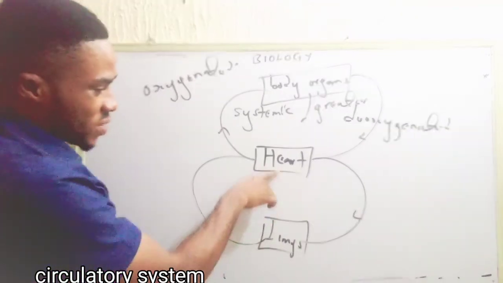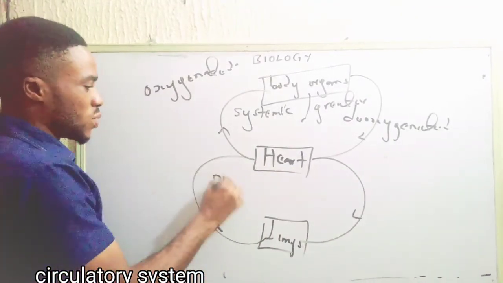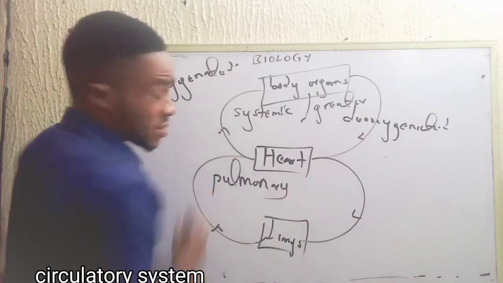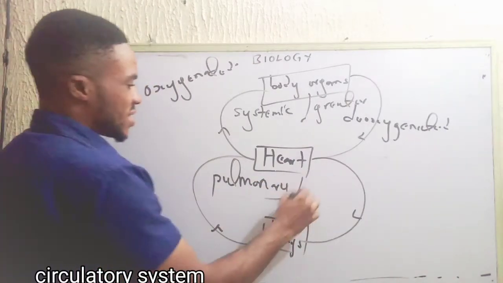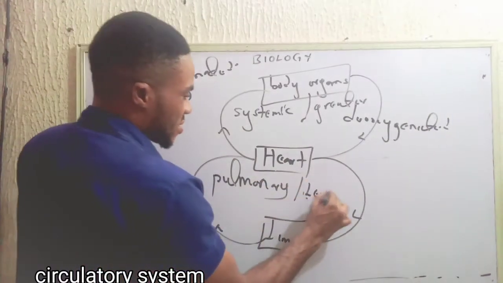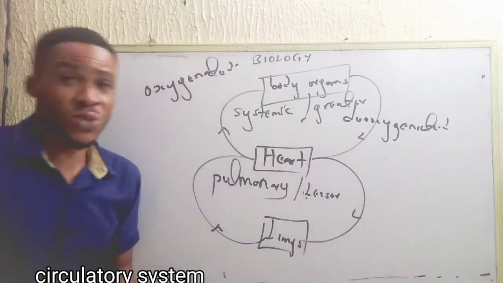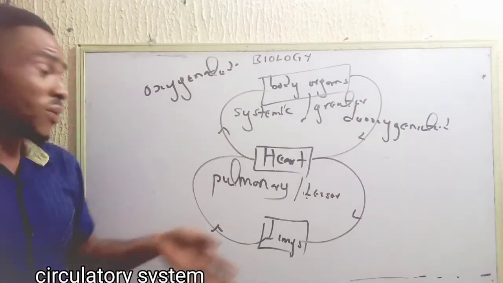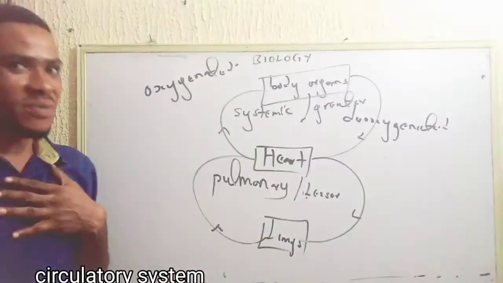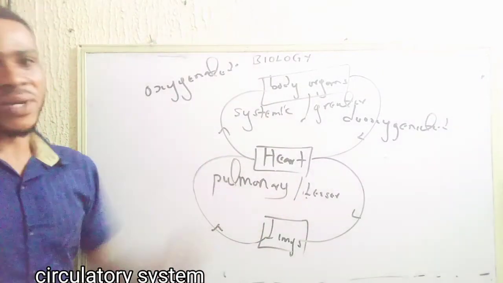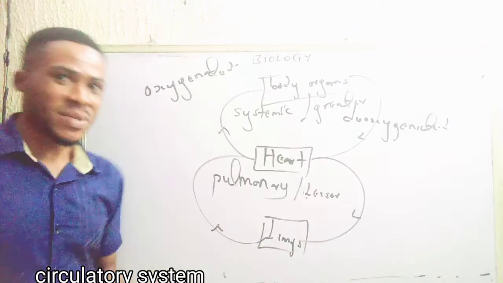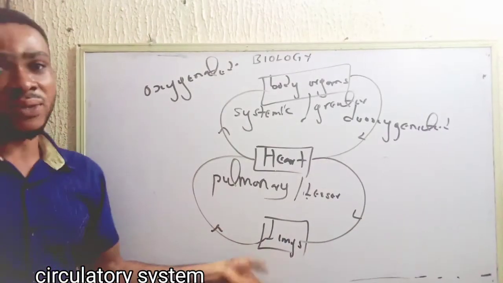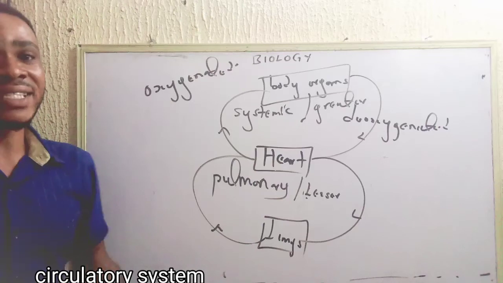The other one, between the heart and the lungs, is known as the pulmonary circulatory system, or the lesser circulatory system. Of course, whenever it has to do with the lungs, it has to do with the pulmonary circulatory system. Or should I say the pulmonary artery supplies blood to the lungs? Yes, I'm right. Or the renal artery supplies blood to the kidney? Yes, I'm right. If I hear pulmonary, it talks about the lung. If I hear renal, it talks about the kidney.